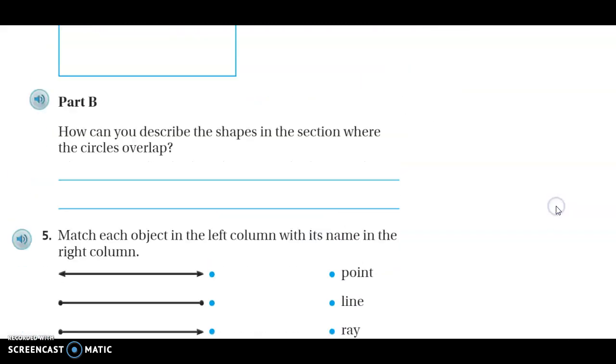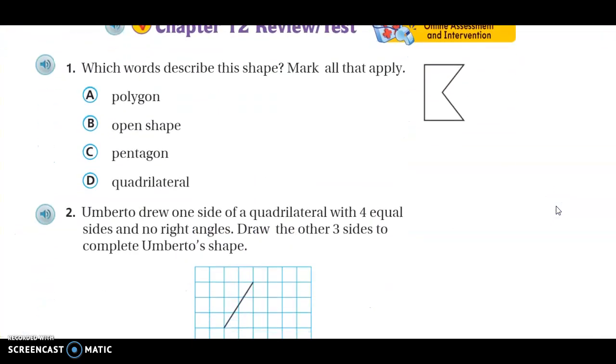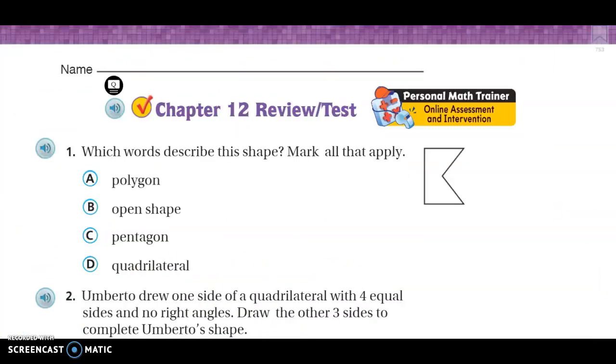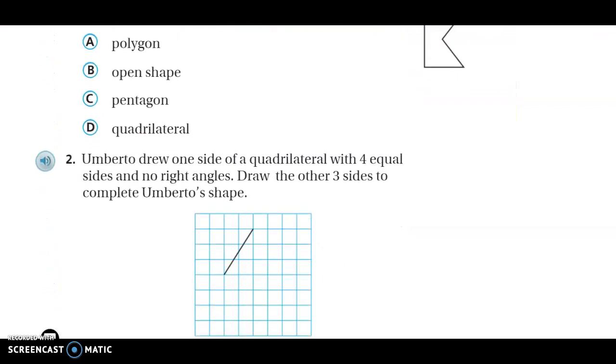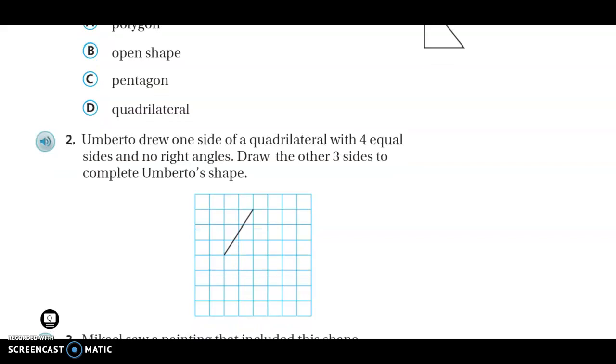Number 2. Umberto drew one side of a quadrilateral with 4 equal sides and no right angles. Draw the other 3 sides. Alright, so you had to draw, mine might not be exactly the same here, but yeah, you had to draw a rhombus. A rhombus was the only shape that met the requirements. And I should have gone down one more. Mine should have come down to here. It looks like that would have been it. Alright. A rhombus had to be drawn.